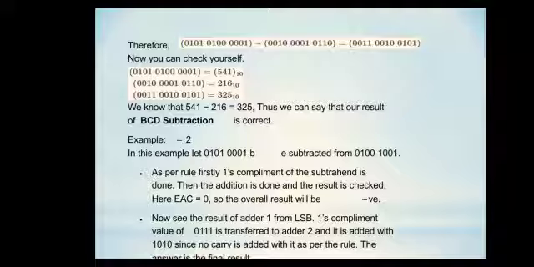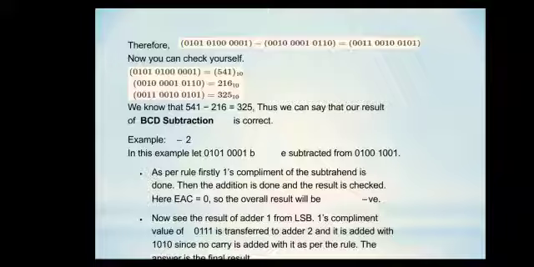Okay, and next example 2. In this example 2, I am taking 0101 and 0001, which means 5 and 1, that is 51. And here we are subtracting from 0100 and 1001, which means 4 and 9, that is 49. 51 and 49 we can subtract as per the rule.